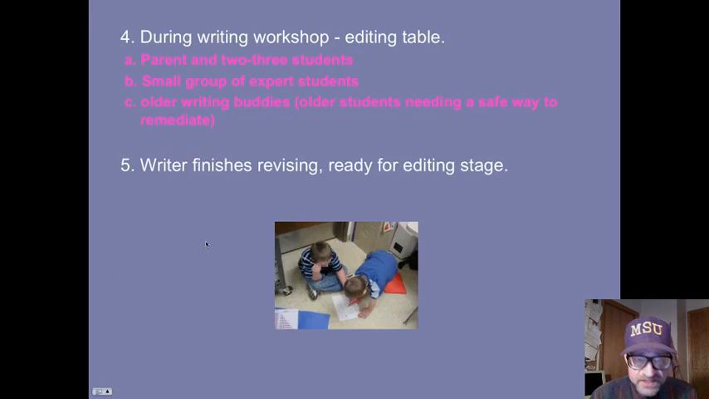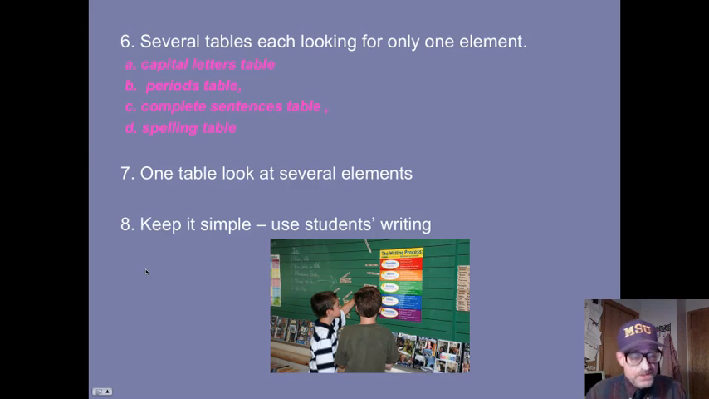Now, during a writing workshop, you might have an editing table. When students are finished with their revising, then they're ready to go to the editing stage. And maybe you have a parent and 2 or 3 students editing papers. So a child brings his or her paper back, and at the peer editing table, they look for grammar, spelling, punctuation. Maybe a small group of students or expert students, older writing buddies. This is a safe way to remediate some older students to help them actually attend to punctuation and spelling with younger students. And when a writer finishes the revising, again, then they're ready to go to the editing stage and not before that.